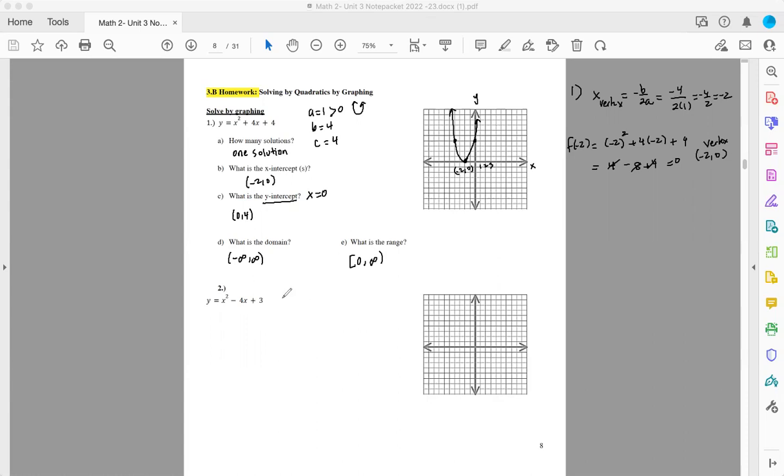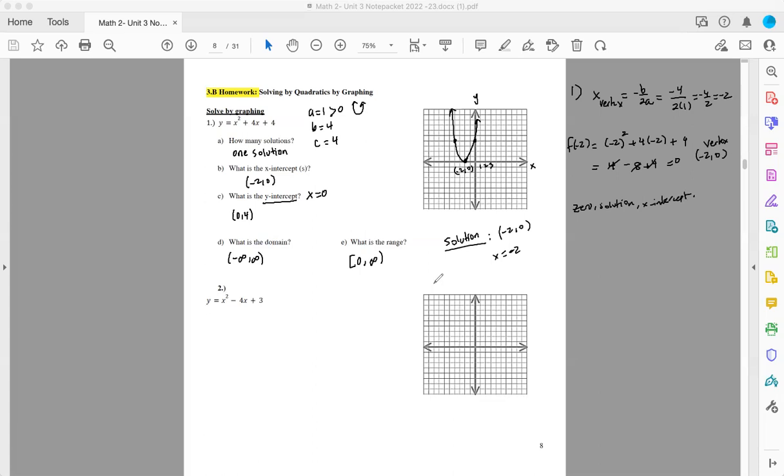For number 2, again, we're solving by graphing, right? So if we're asked what the solution is, it's where the graph meets the x-axis. So the solution is negative 2, 0. Or you can say x equals negative 2, right? The 0 means the x value that makes y equal to 0, okay? So the words zero, solution or solutions, x-intercept, they all mean the same, okay? They all mean the same.